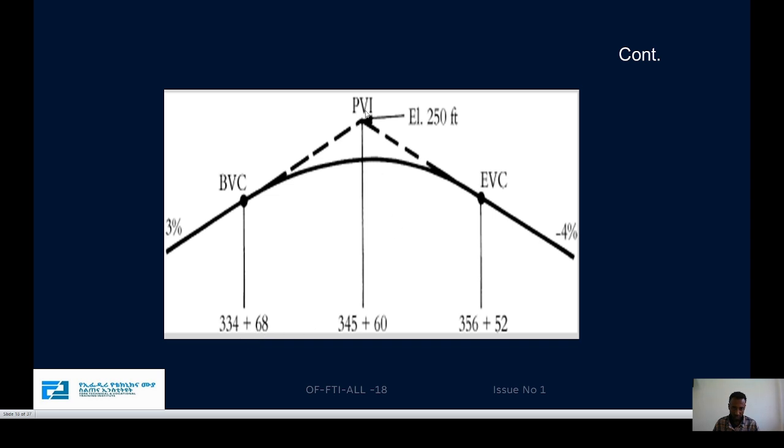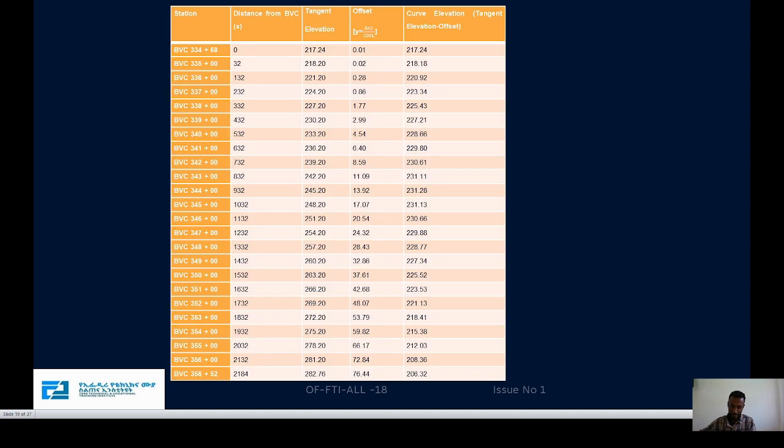So the stations will be: beginning vertical curve 334 plus 68, point of intersection 345 plus 16, and ending vertical curve 356 plus 52.